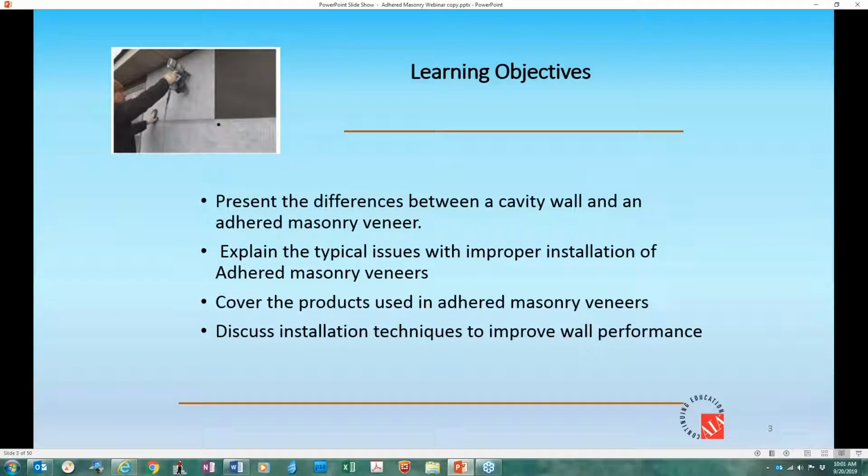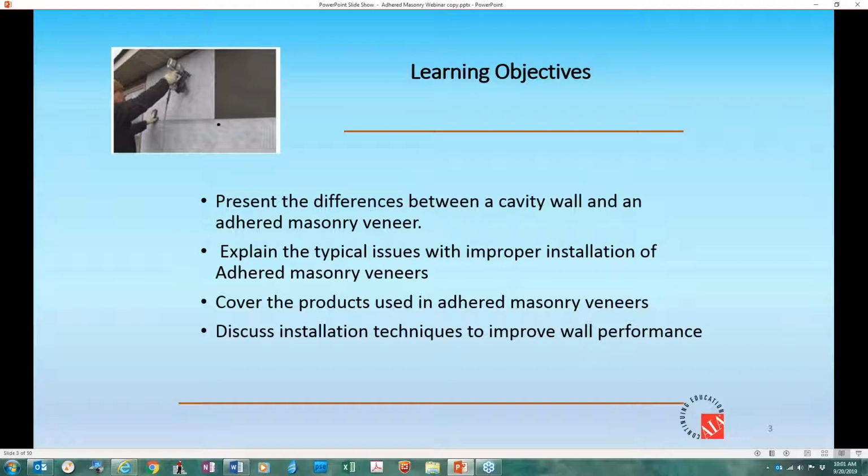Today, what we're going to talk about, and it's probably the most important part of this presentation, is we want to present the differences between a cavity wall and an adhered masonry veneer. And we want to try to explain basically how we can make an adhered veneer that does not typically have an airspace perform more like a cavity wall.